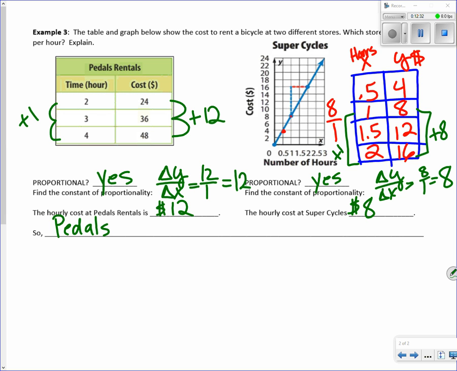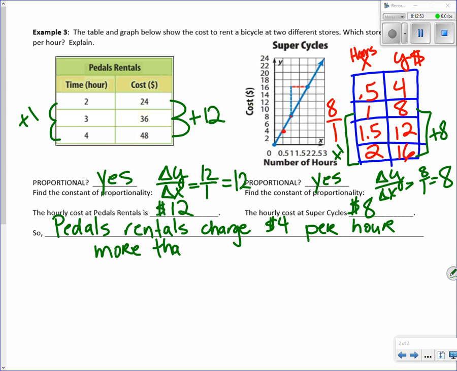So I'm going to just write a sentence, use our words. Pedals rentals charges $4 per hour more than supercycles. And all she did to get that was just subtract the 2 rates of change. 12 minus your 8 equals the 4 that she got. You could also flip it the other way and say that supercycles is $4 cheaper than pedals rentals. Both of those are acceptable answers.